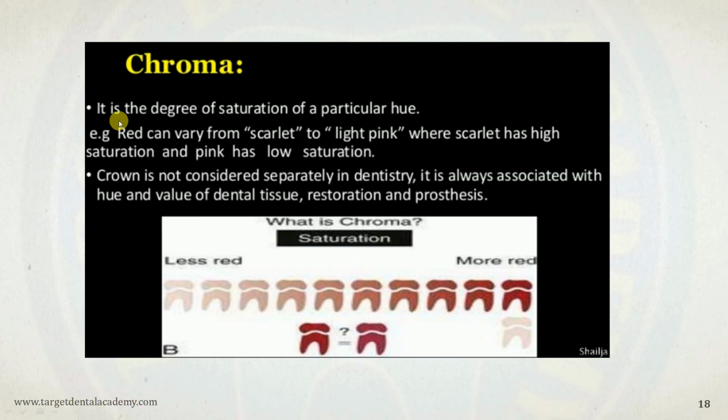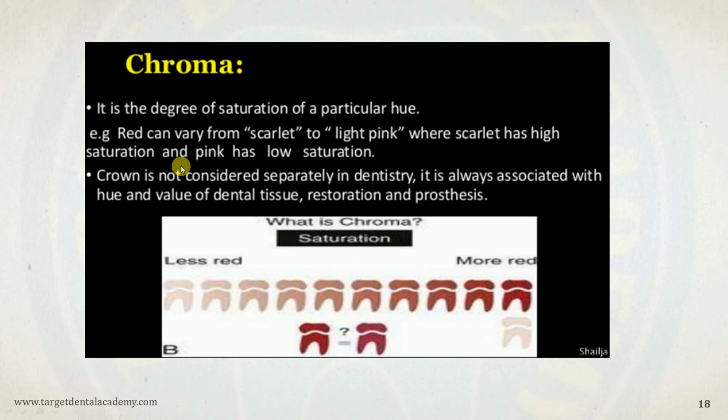Coming on to the chroma, it is the degree of saturation of a particular hue. Example, red can vary from scarlet to pink. This is your red color. It varies from scarlet, which is darker and more red, to light pink, which is less red. The scarlet has the highest saturation, and the pink has low saturation. So basically chroma is the saturation of the particular hue. Hue is your color, and the saturation of your color is your chroma.